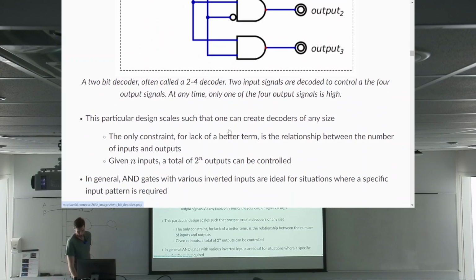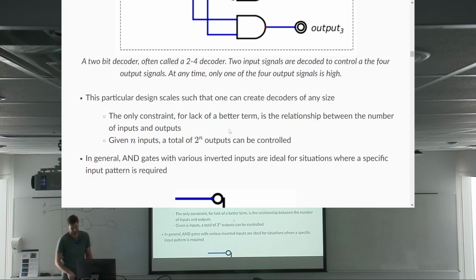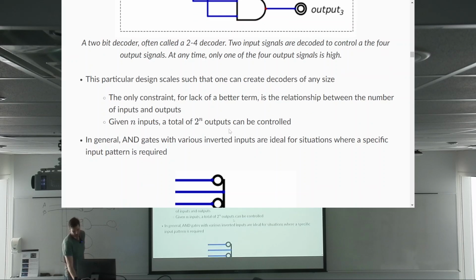A decoder, okay, this particular design scales such that you can make a decoder of any size. Obviously, we like sizes that are multiples, like powers of 2, right? Given n inputs, we can control 2 to the n. A maximum of 2 to the n outputs can be controlled.